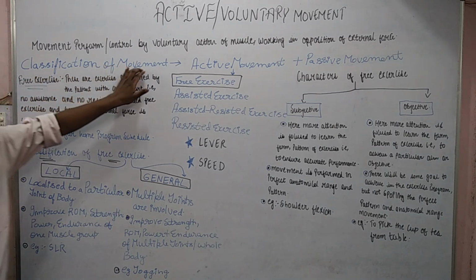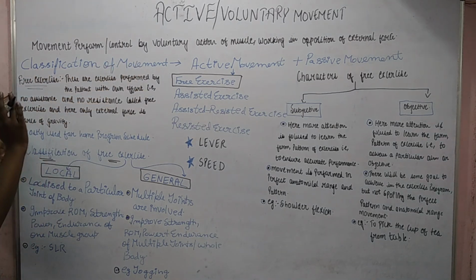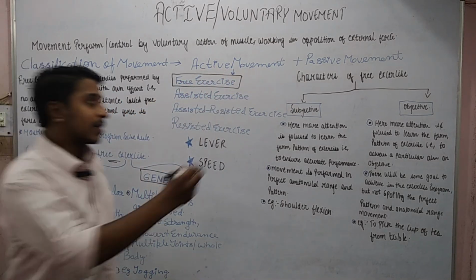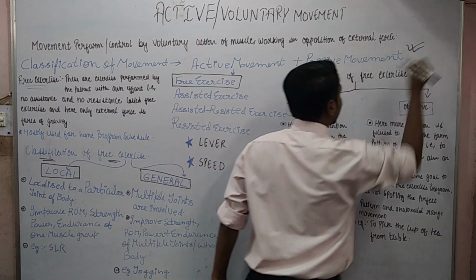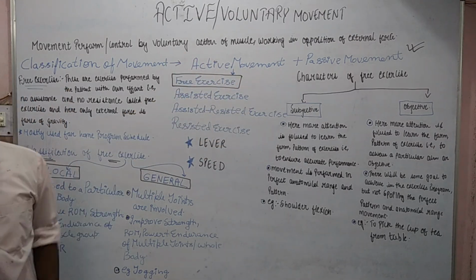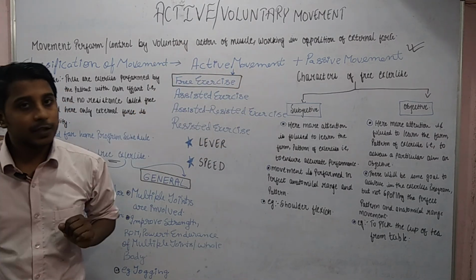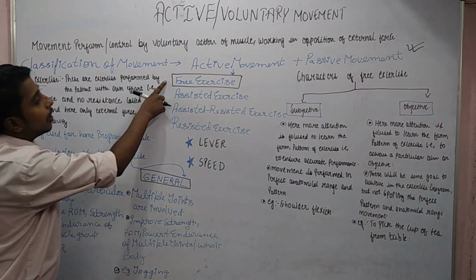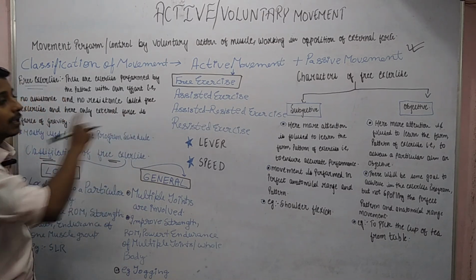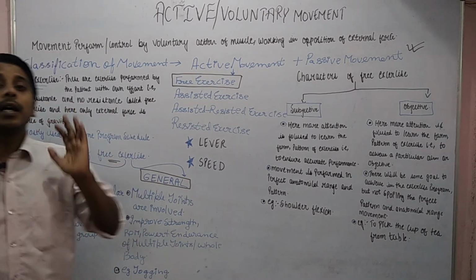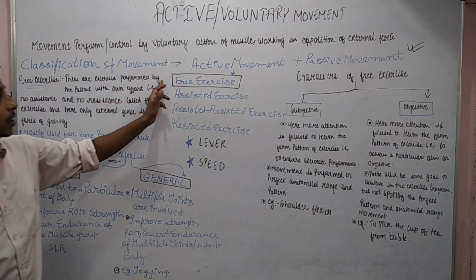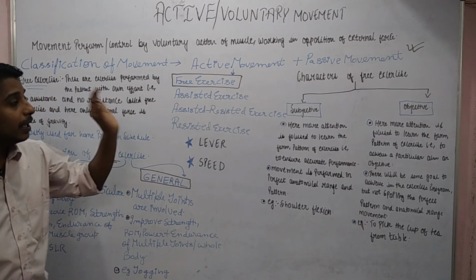Then the classification of movement. Simple: active movement and passive movement. Passive movement I have discussed in the previous two lectures, and now we will purely focus on the active movement part. Active movement can be free exercise, assisted exercise, assisted resisted exercise, and last is resisted exercise. I will explain all these one by one. First of all, we will focus on free exercise.